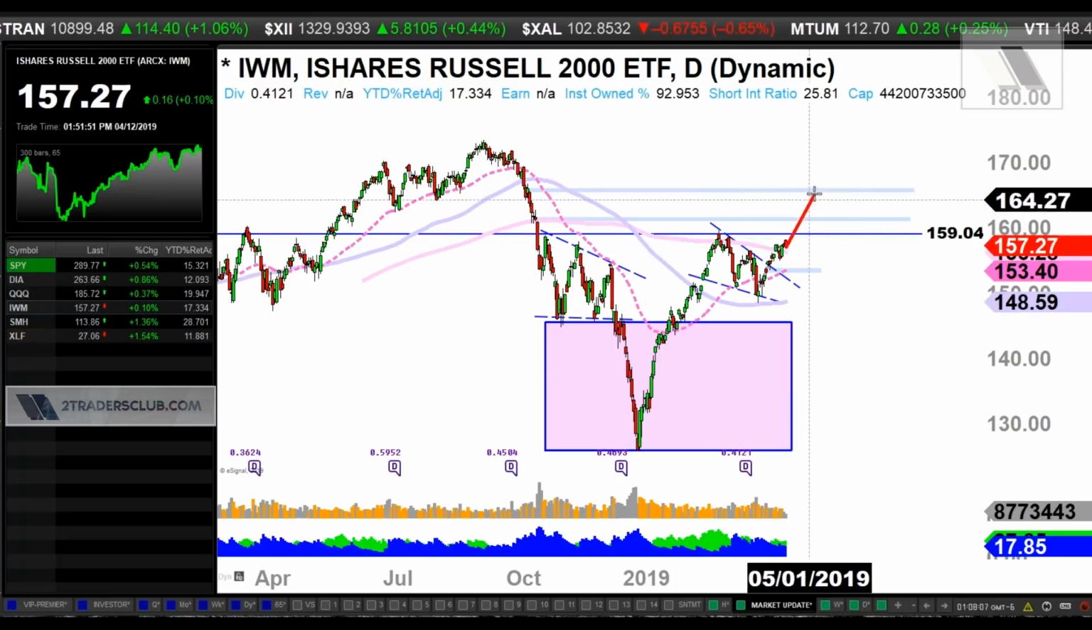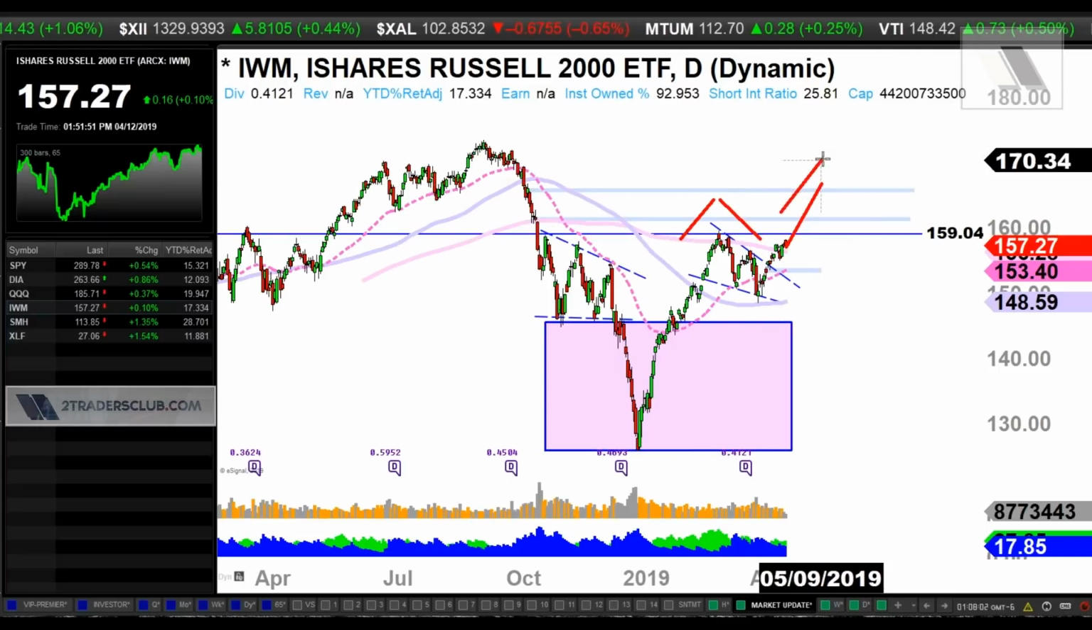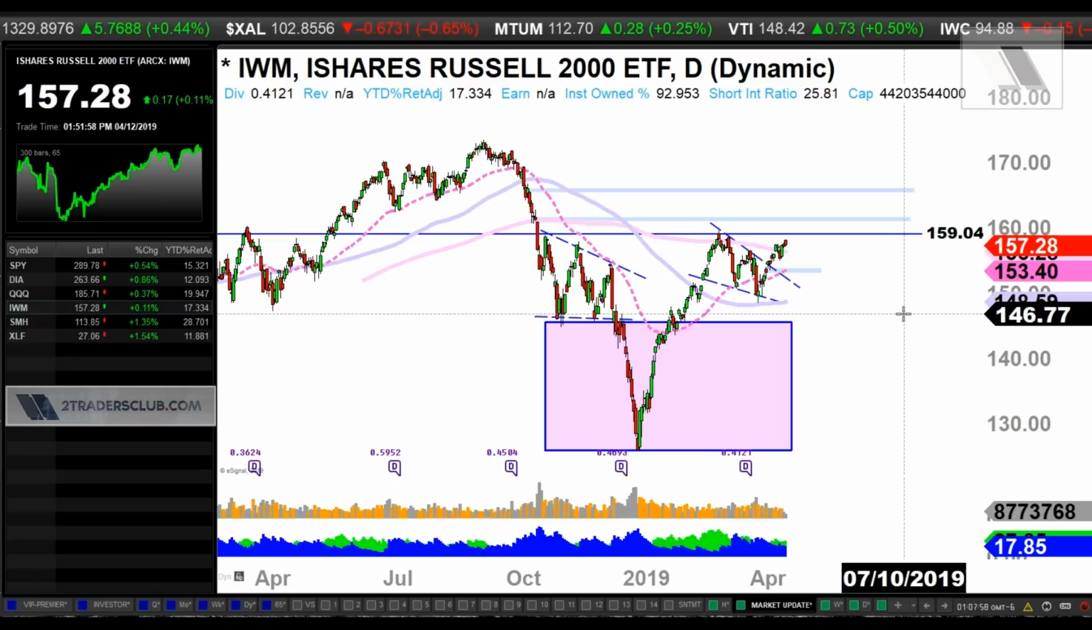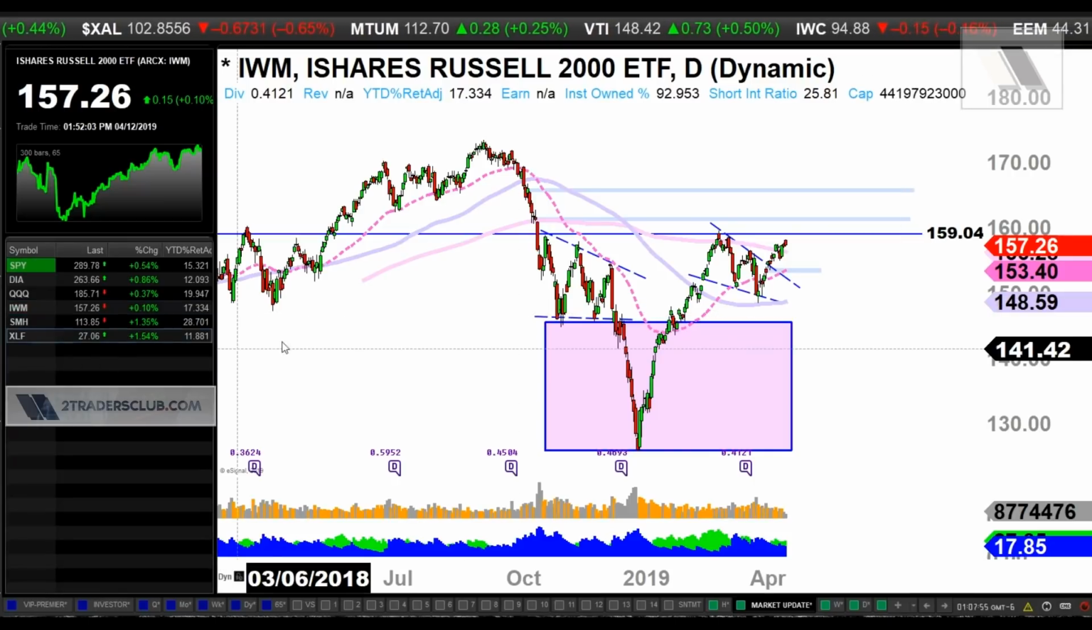So we want to see this thing popping up and cultivating a finally higher high, and then maybe a pullback, and then establish an uptrend in that fashion, which I think it's going to do.